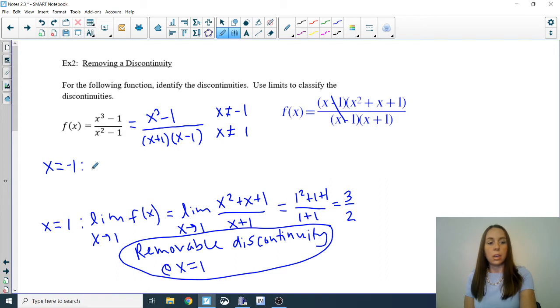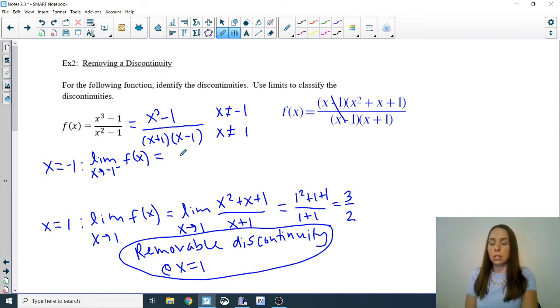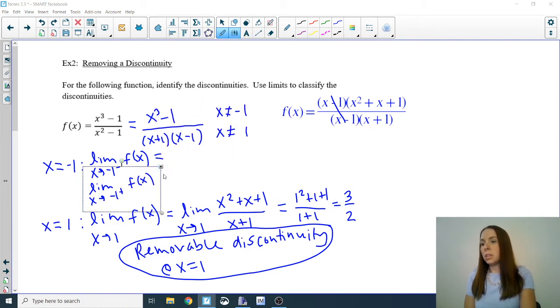We will say that the limit as x approaches -1 from the left of f of x is equal to something, and because I already told you that it is a vertical asymptote, you should know that it's either going to be negative or positive infinity. Okay, and then the right-hand limit will be the same.